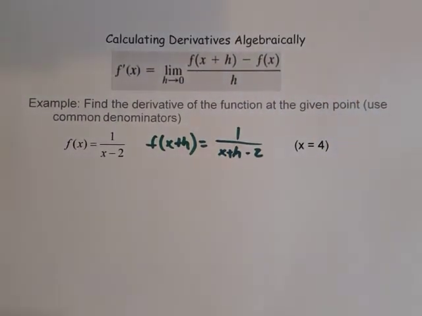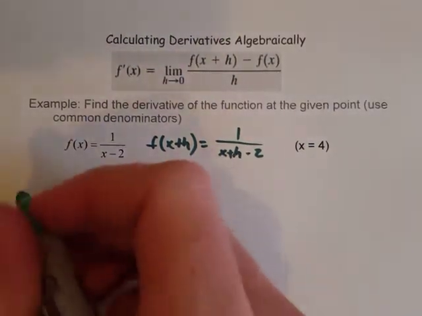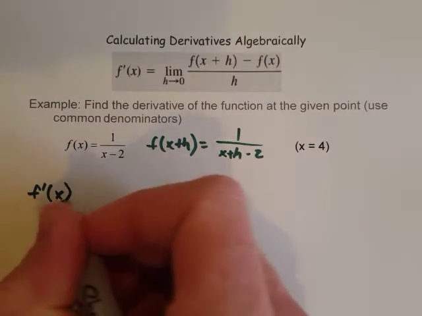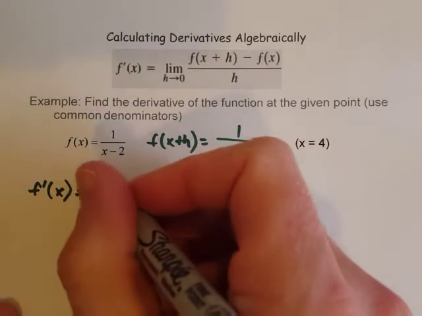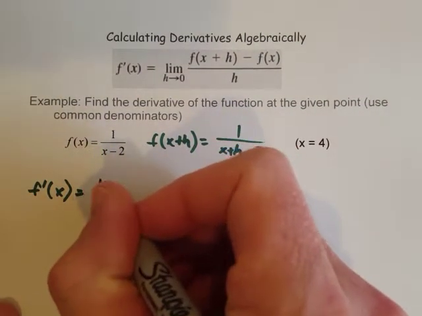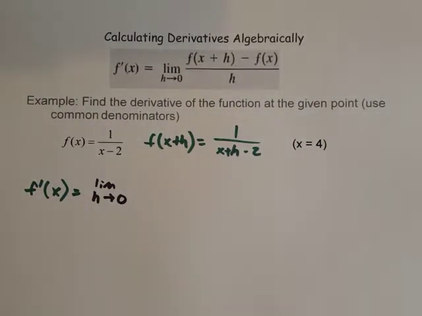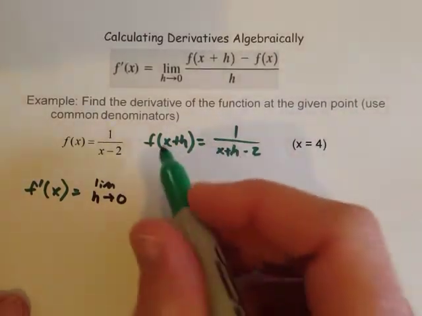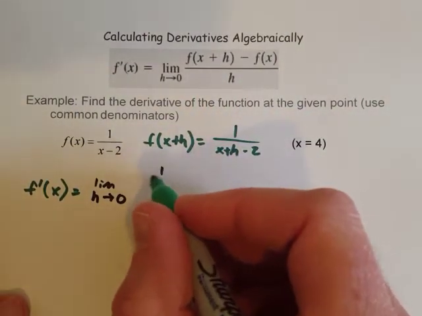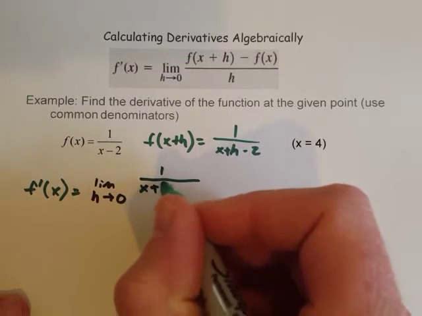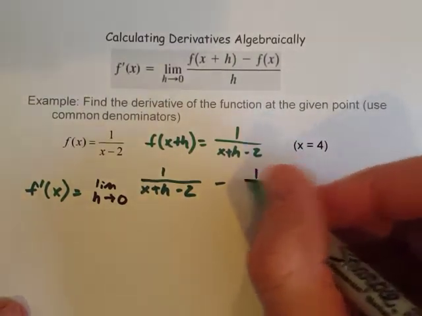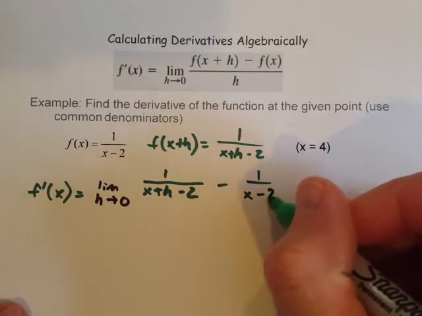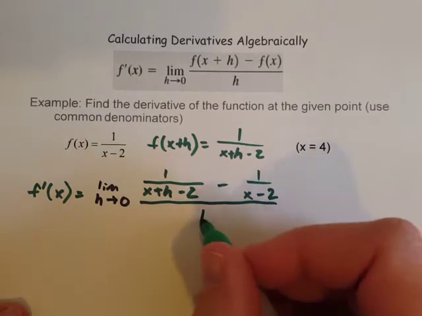Okay, so we've got our f of x plus h established now. Let's find the derivative. f prime of x equals, now we got to start with something that it's very easy to forget, and that is this limit stamp. The limit as h approaches 0. And now I put in all this stuff into the fraction. We have a complex fraction. So first of all, f of x plus h, so that is 1 over x plus h minus 2, minus this other fraction that represents f of x. So that's over x minus 2, all of this over h.